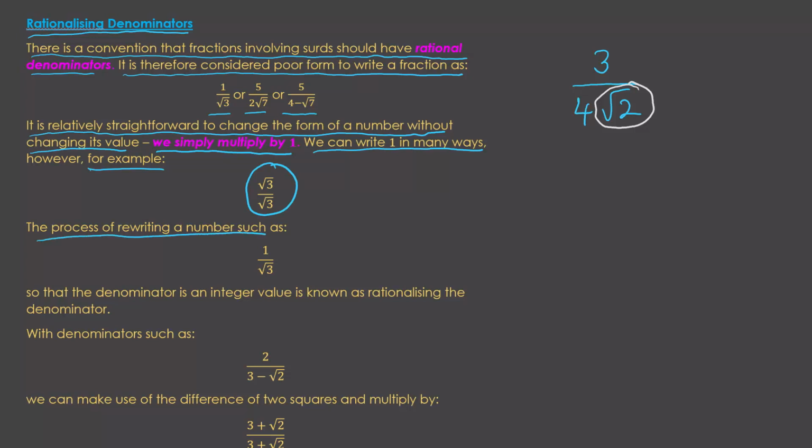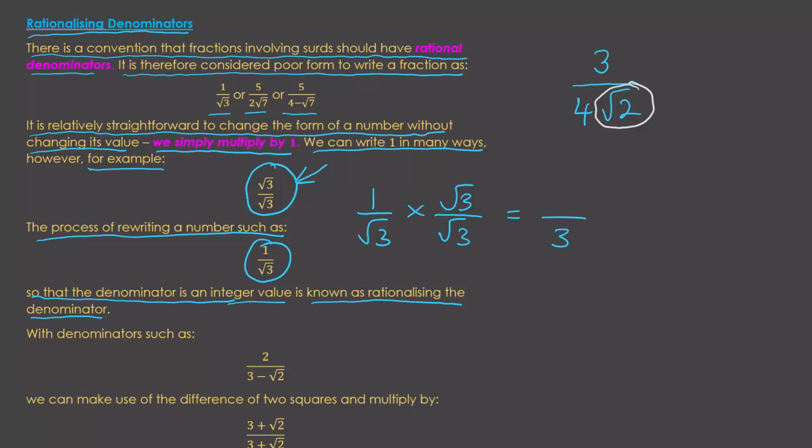The process of rewriting a number such as 1 over root 3 so that the denominator is an integer value is known as rationalizing the denominator. And with the 1 over root 3, we can do that by multiplying by 1 in this form. Because think what happens in the denominator. Root 3 times root 3 is 3. In the top, 1 times root 3 is root 3. And so 1 over root 3 and root 3 over 3 are the same number, but this one is what we want.